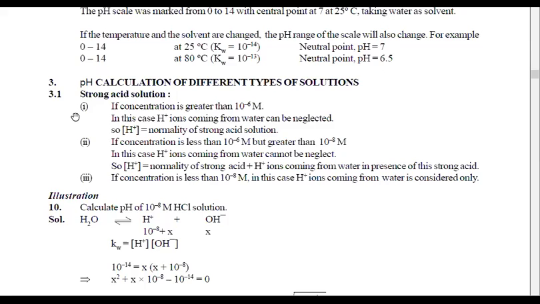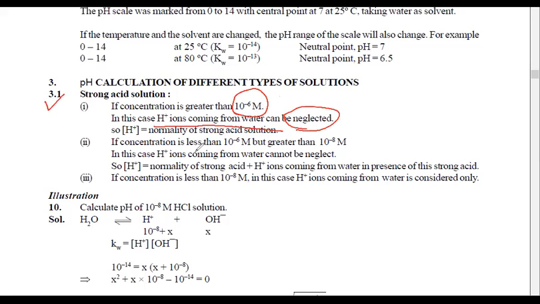Now the first is pH of strong acid solution. I hope everyone remembers strong acid solution. It will just dissociate completely. So that's the thing that I was saying to you. If it is greater than 10 to the minus 6, then H plus from water can be neglected. I just said that, right?